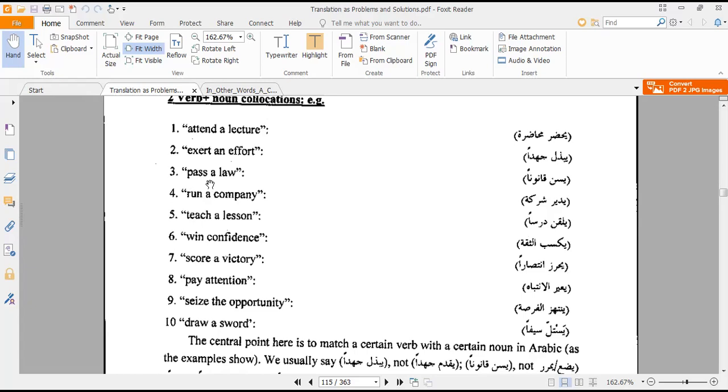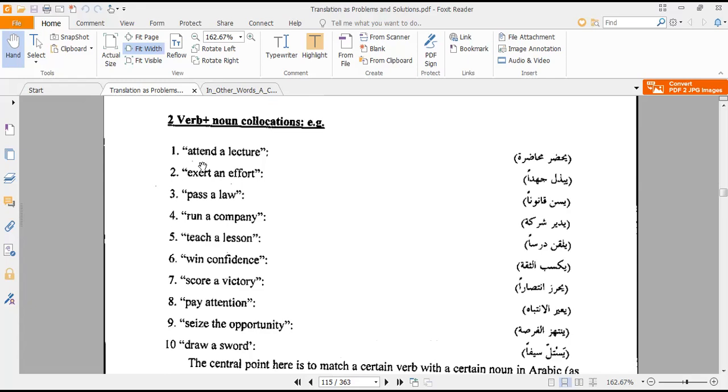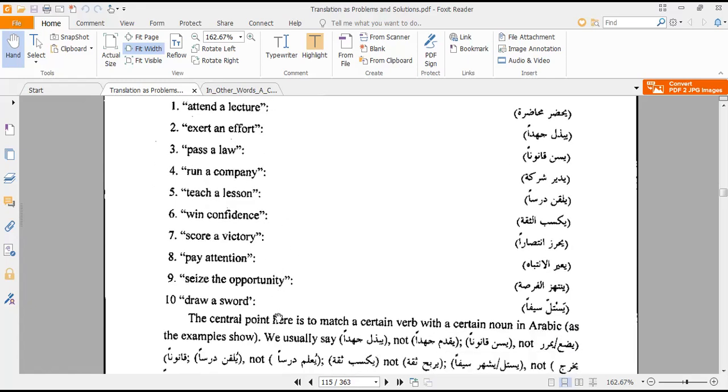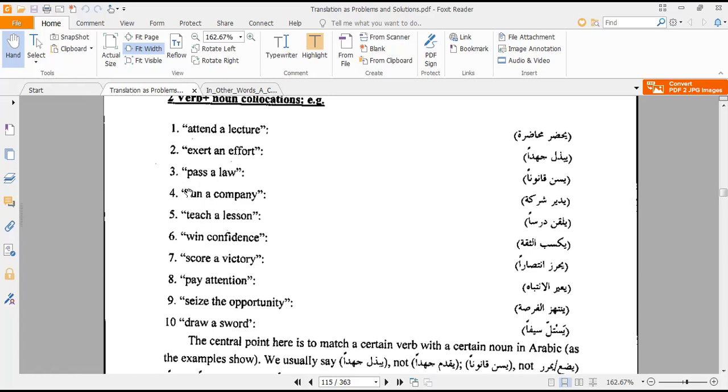طيب pass allow يسن قانون, exert an effort يبذل جهدا, score a victory يحرز انتصارا, pay attention يعير انتباها. أنا بلاحظ إنه كلهن verb وبعدها followed by noun, a noun, a noun and so on, and as we see all of these terms are rendered literally, or literal translation.